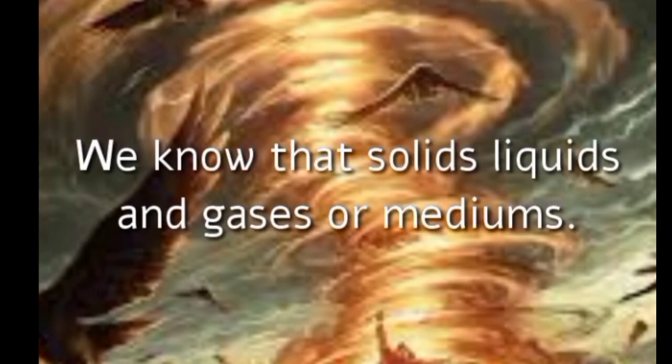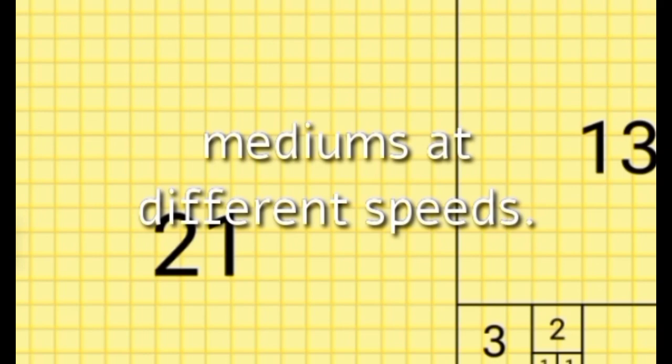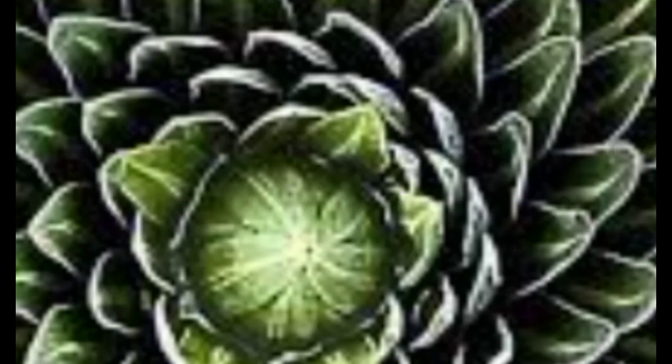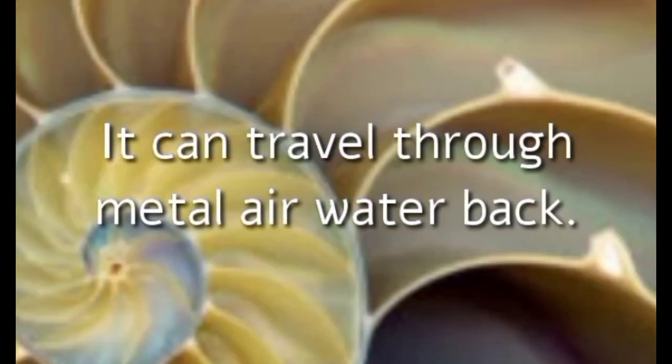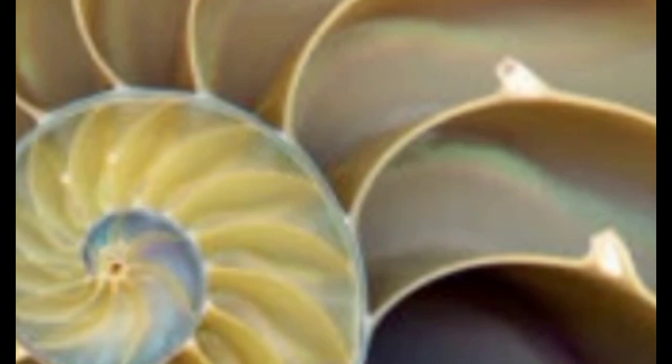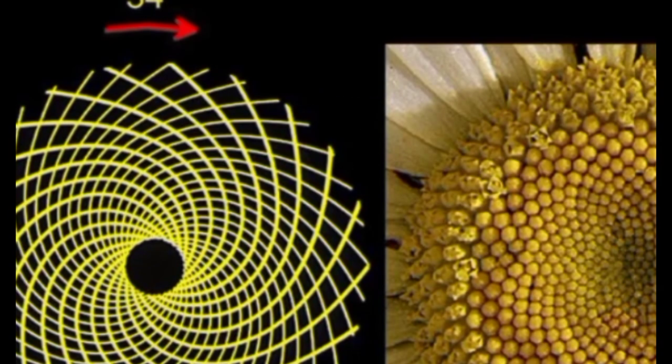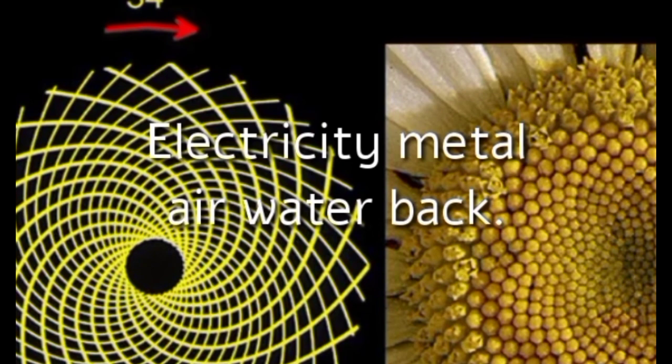We know that solids, liquids, and gases are mediums. They can propagate or isolate things like radio waves, light or heat. Then these things can travel easier through different mediums at different speeds. Light can travel through glass, air, water, vacuum. Heat can travel through metal, air, water, vacuum. Radio can travel through metal, air, water, vacuum. Electricity, metal, air, water, vacuum. Magnetism, metal, air, water, vacuum. And so on, and so forth.